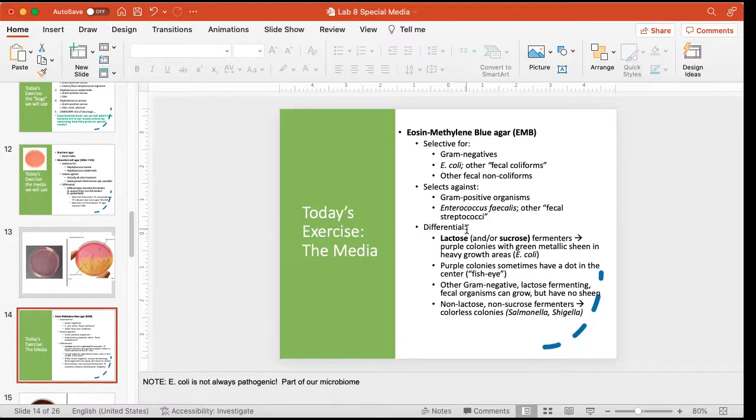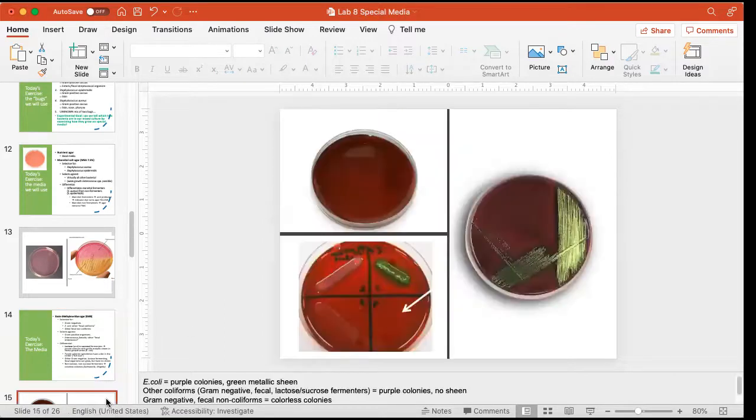There's one other thing listed here, and I'm going to tell you just to be complete. When a coliform grows on EMB, remember, the colony is going to be purple. Sometimes there'll be a dot in the middle of it. So sometimes you'll see a purple colony with a black dot in the middle. That's referred to as a fisheye colony. It doesn't mean anything special on EMB. It just gives you some more information about the type of gram-negative fecal organism you're dealing with.